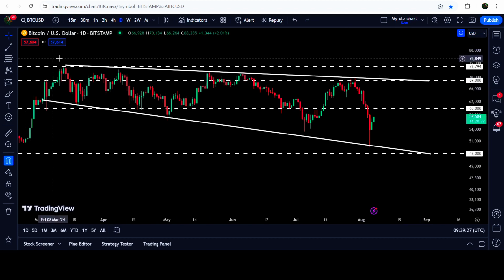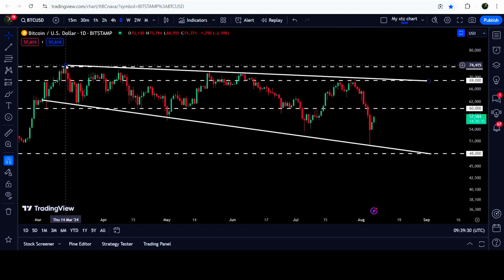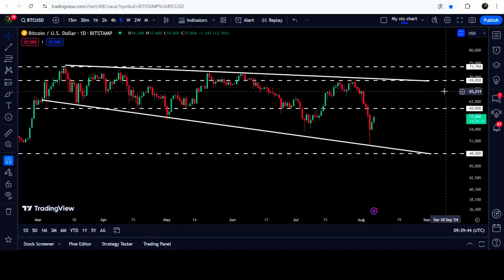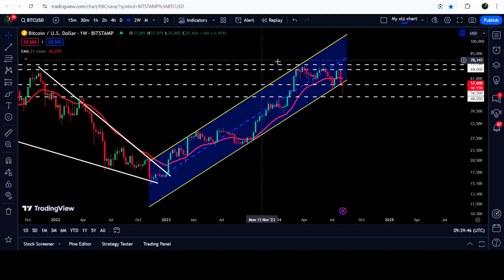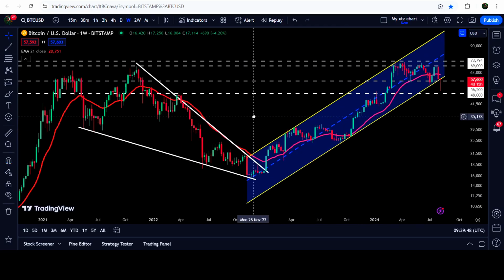By the way, if the price then breaks out the resistance of this broadening falling wedge pattern, then the technical target for this breakout will be here at the highest price of the broadening falling wedge pattern, from where this formation was started. That will be approximately at $74,400. And if the price then reaches there, then it can also break out this very long-term resistance zone as well. That starts from $69,000 and goes to $73,794.